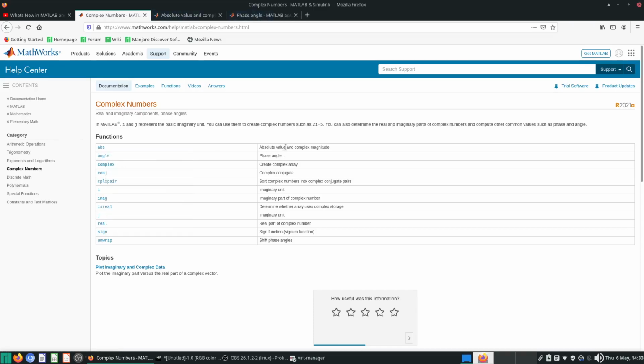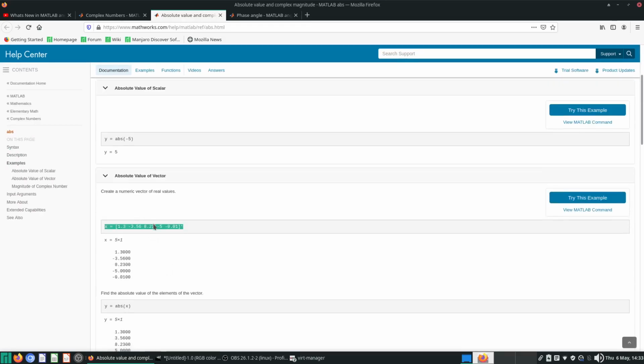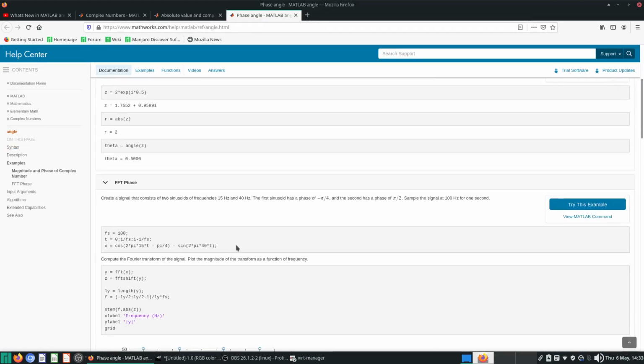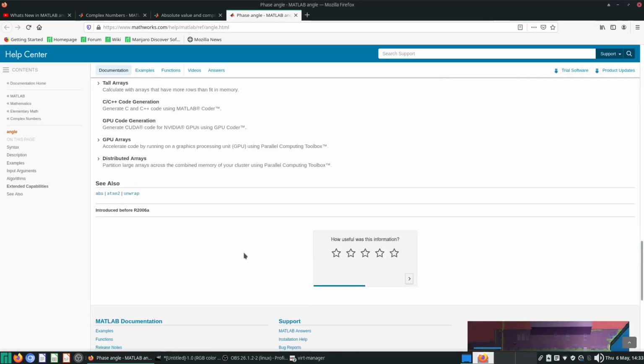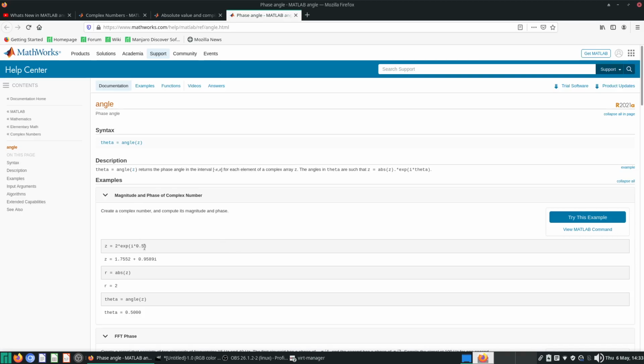If you have a complex number and you want to find the absolute value of the complex number, you just type in this ABS function I've shown you before. You can see complex numbers are here. For example, y equals abs of 3 plus 4i, you will get the absolute value. If you want to look at the phase angle, you look at the phase angle.